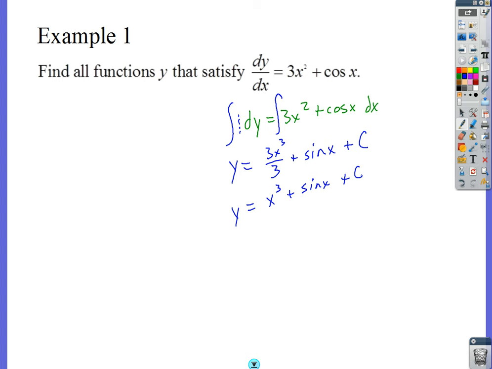And this represents every single function that has this derivative. Why? Because of this plus c. I have infinitely many solutions, and I need to know more to find an exact solution. But these are all of the solutions. So the question is, well, how can I find just one? Great, glad you asked. Well, that question is answered in my next example.